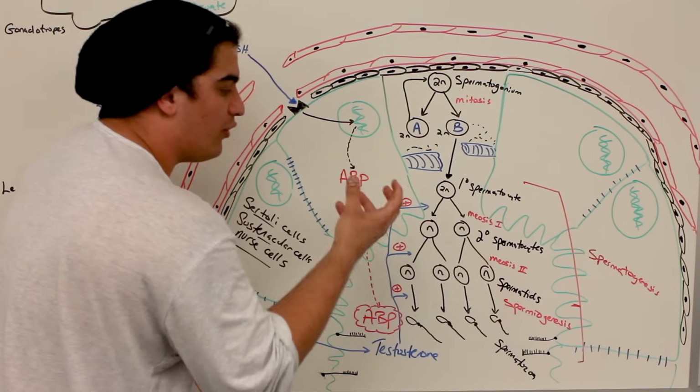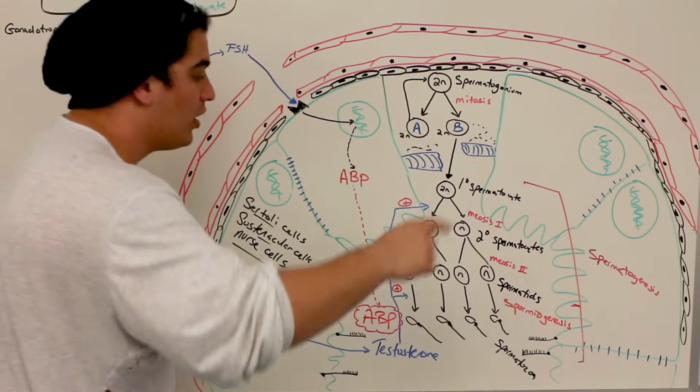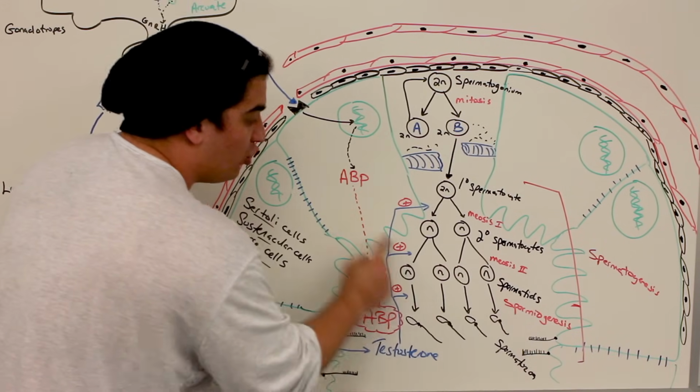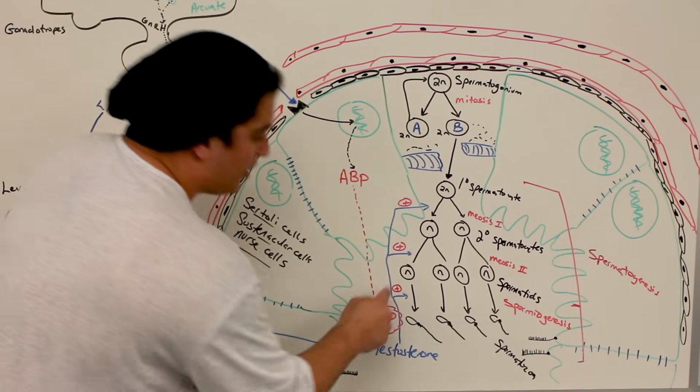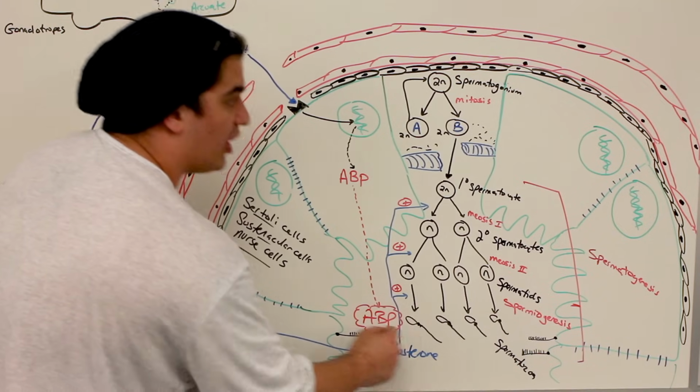So they have to have enough nutrients and metabolic products to be able to carry out that process. So these sustenacular cells are providing nutrients to the sperm cells. You see this process where they went from spermatids to spermatozoa? It also helps this spermiogenic process.